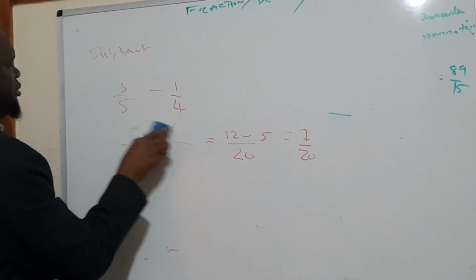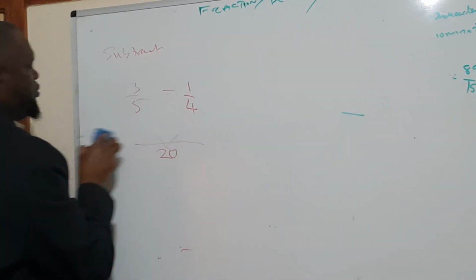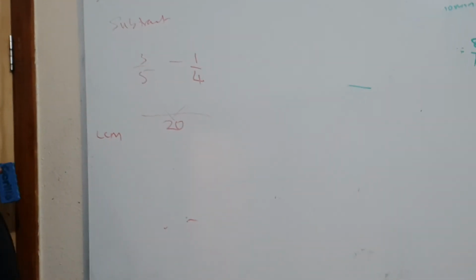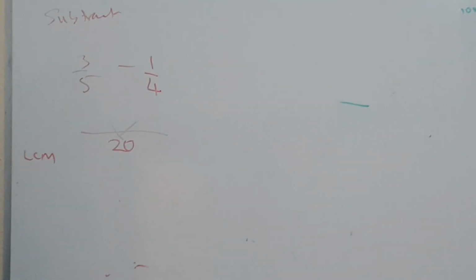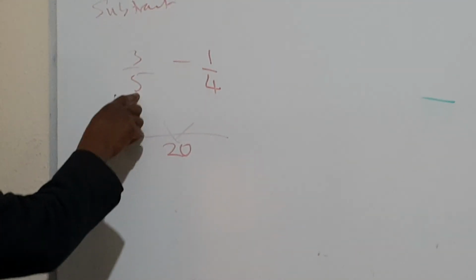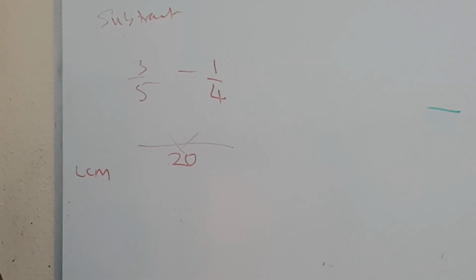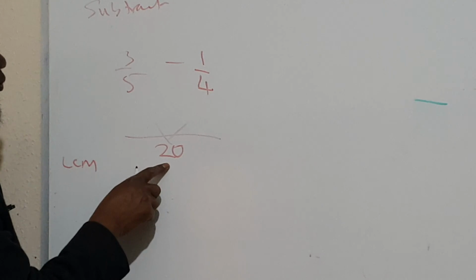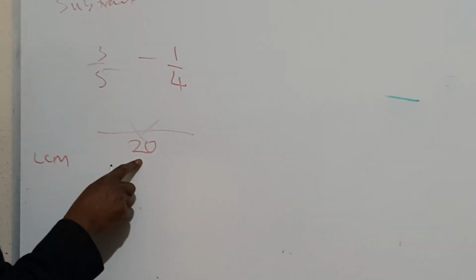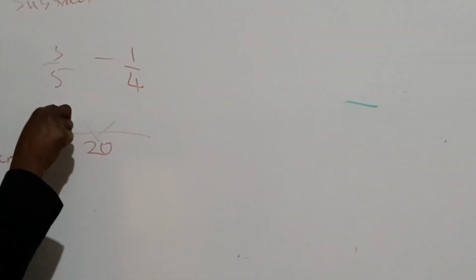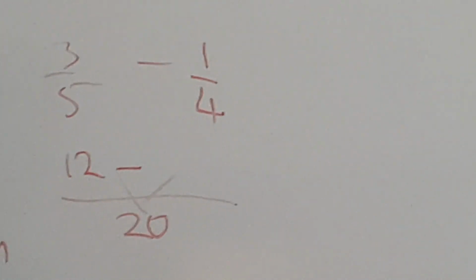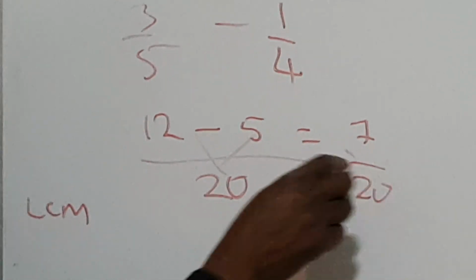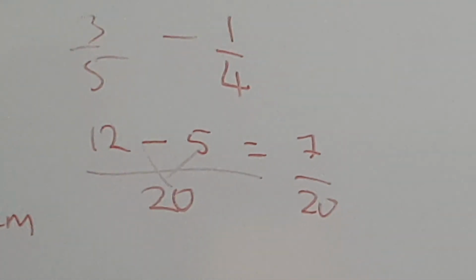Now in Africa, we find what is the LCM, lowest common multiple, a number which 4 and 5 can both go into. So when we find that, then we divide by this and multiply by the top. 5 into 20 is how many times? How many times can 5 go into 20? 4 times. 4 times 3, 12. How many times can 4 go into 20? 5 times. So 7 over 20. Simple. Same thing.